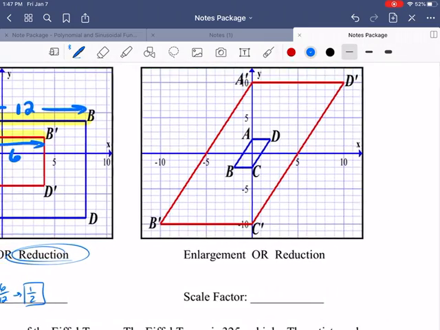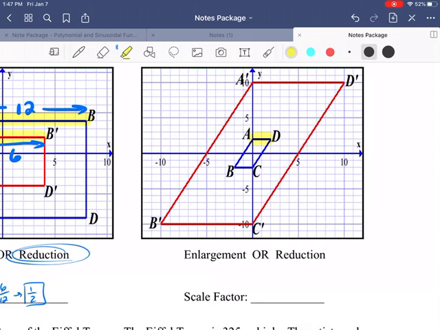So let's do the same thing here. We're going to pick two corresponding sides. So AD is pretty easy to pick, and A prime, D prime. So A prime, D prime looks like it's a distance of 10, and AD is a distance of 2. So the scale factor is going to be the image, which is 10, divided by the original, which is 2. And this can reduce to just 5. So this means that it's an enlargement.